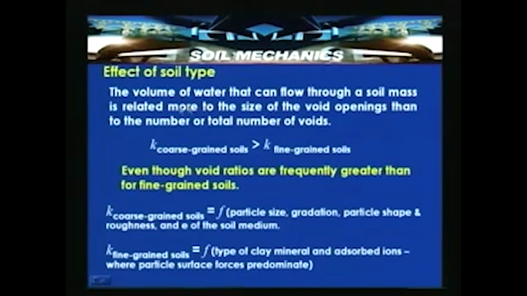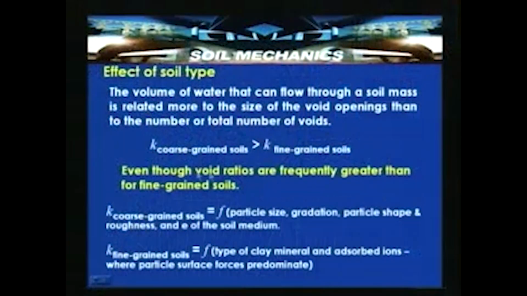So, having seen the compactive effort, now let us look into the effect of soil type. That is, the volume of the water that can flow through a soil mass is related more to the size of the void openings than the total number of voids. So, the K of the coarse grained soils is greater than K of the fine grained soils. That is the reason we have to understand, particularly by keeping in view the environment surrounding the particles.